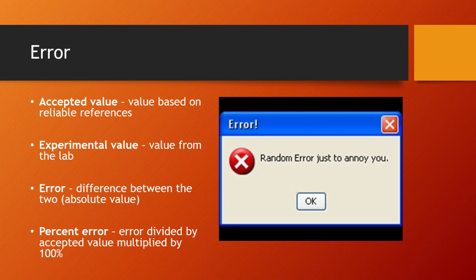The percent error is the error divided by the accepted value and multiplied by 100. So you're 10 grams off. 10 divided by 200 is 0.05, and that is multiplied by 100%. That is going to be 5% off, and that's going to be your percent error.